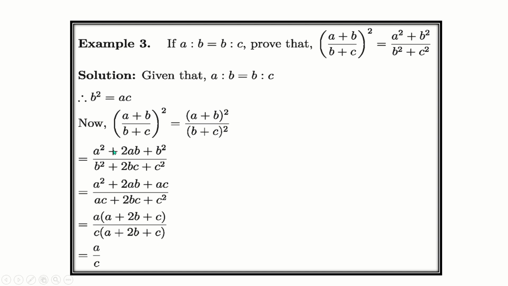That means we can write A square plus 2AB plus B square by B square plus 2BC plus C square. This equals, we can write B square. B square means AC. Okay, and the other parts are the same. Here A is common and here C is common. So this equals, we will get only A divided by C. Clear?